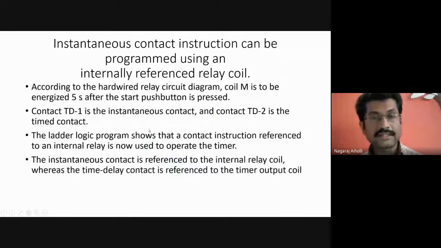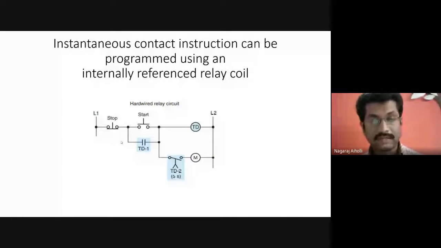Contact TD1 is the instantaneous contact, and contact TD2 is the timed contact. There are two contacts here. TD1 is called, sorry, the instantaneous contact, and this TD2 is called the timed contact. This TD1 is referenced to the timer delay coil. It means once this first rung becomes true, we can observe the output immediately. This is reference TD1.